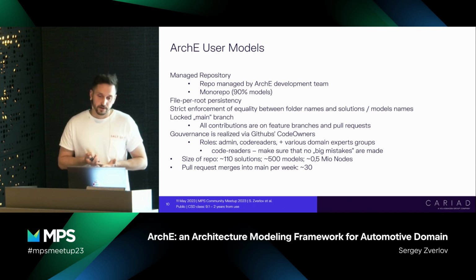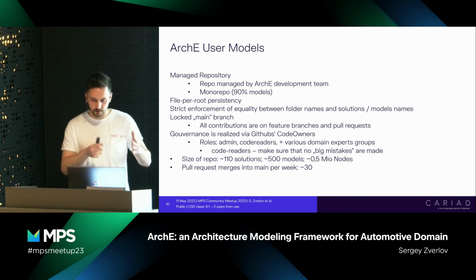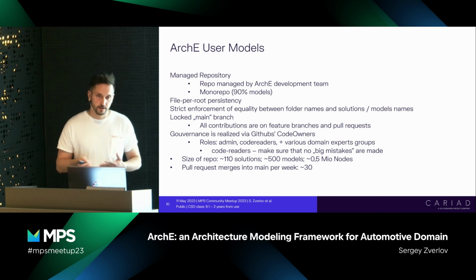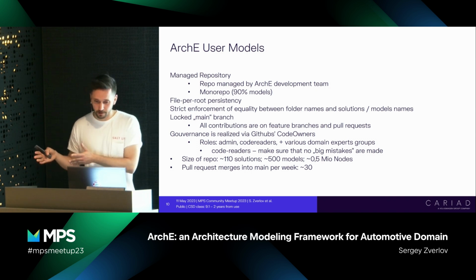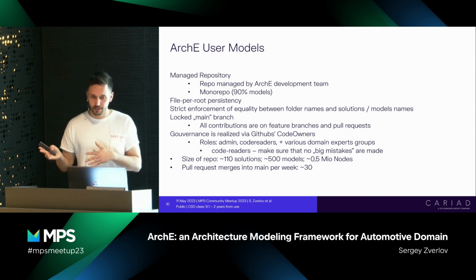Then the other thing is that different parts of the model or of the repo have governance from different groups of people. So, for instance, a person from infotainment shouldn't be able to change something in the battery management part of the model without the battery management team approving that. And we use the code owners concept from GitHub in order to enforce that technologically.